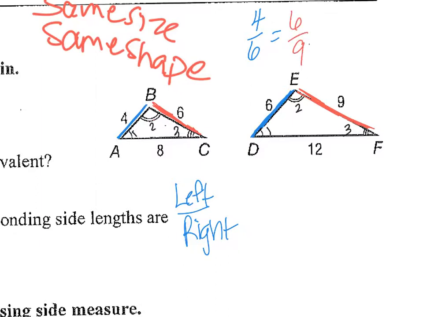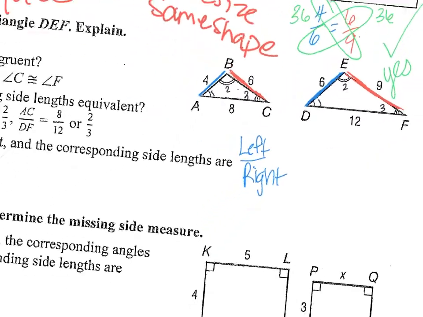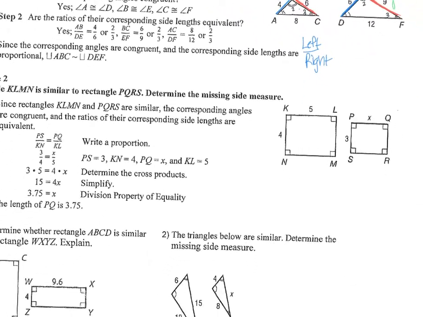So I would write that ratio 6/9. To see if they're proportional, a lot of times if you can set up this proportion, just like if we were gonna solve for a missing side, we can cross multiply. So 6 times 6 gives me 36, and 9 times 4 also gives me 36. That tells me, yes, they are proportional. Things are great.